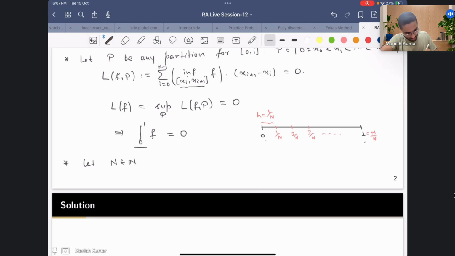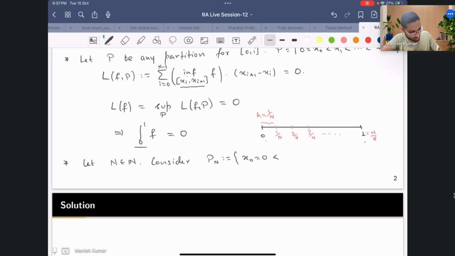So for this n, I am defining the partition Pn as follows: x0 is 0.